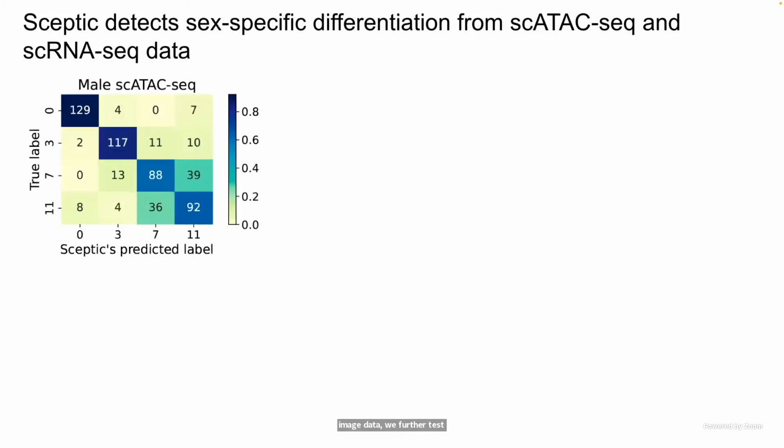After showing the SKEPTIC model can work well on the image data, we further test on the sex differences on both single cell ATAC and single cell RNA sequencing data sets. So here I show you the male single cell ATAC sequencing results from the SKEPTIC model. They don't have the 5 time points, only 4 for this one.